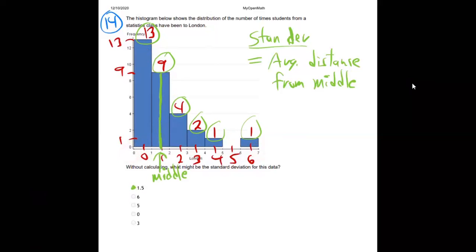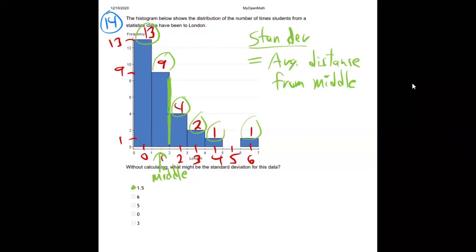The average person hasn't been to London 3 or 4 times. There's only a couple of people that have been that many times. The average is a bunch of people over here, 13 and 9. So the average person has been about 1 time, probably, right? Maybe you might say, well, the line might be right here, whatever. You don't have to be exact here. Somewhere around there's the middle. About 0 or 1. I still think it's more like in the middle, but whatever. Good enough. So that's the middle.